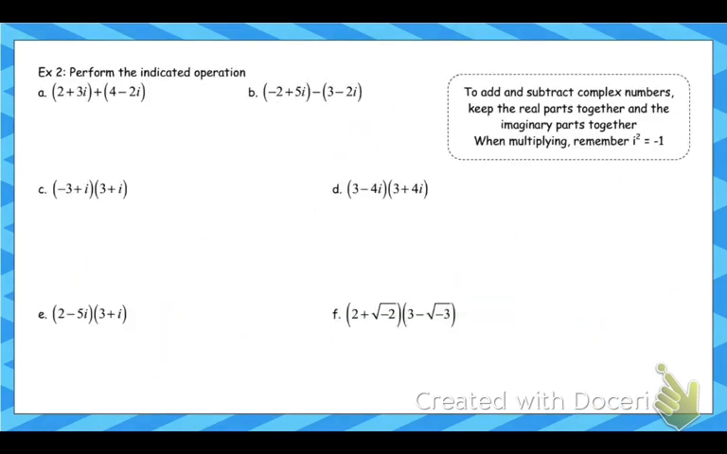All right, so operations are actually pretty simple and very similar to what we've been doing. When you add and subtract, you keep the real parts together and you keep the imaginary parts together. So combine like terms. So this would be 6 plus i. When you subtract, just make sure you distribute that negative. So this would be negative 2 minus 3, which would be a negative 5. Then 5i minus negative 2i is really 5i plus 2i. So that would be plus 7i. When we FOIL, we'll go ahead and multiply.